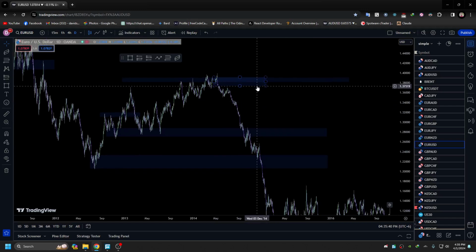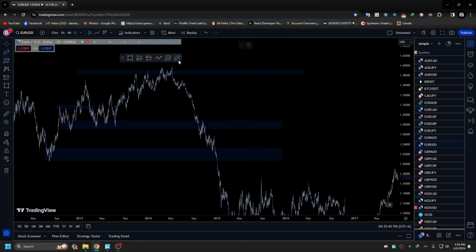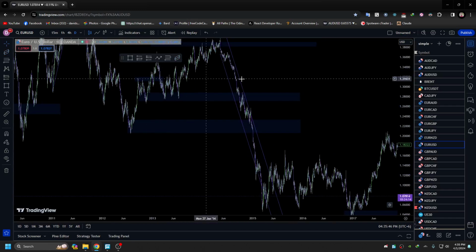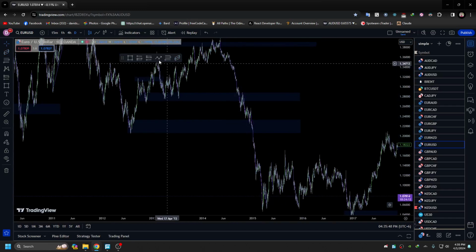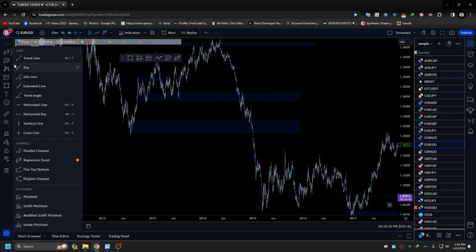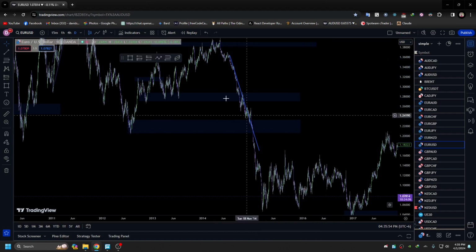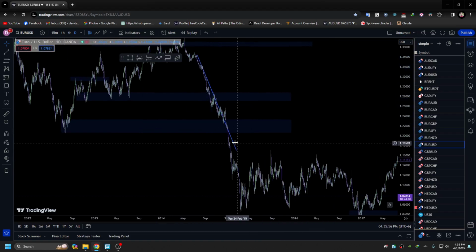So how do you actually fix this? The best way to fix it is using a trend filter, or you could just use a trend line tool. Yeah, trend line. You could do this, right? Like where price is going.